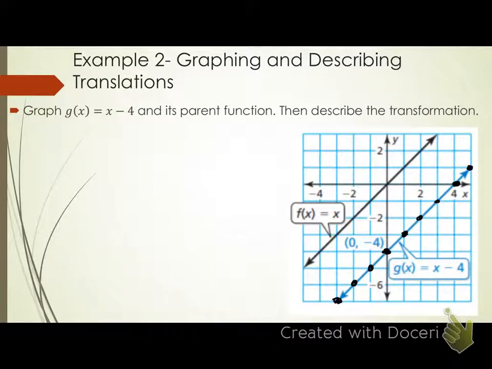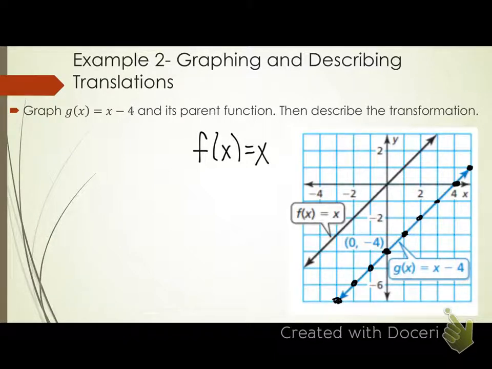Okay. g of x also equals y, correct? We treat g of x like y. It's just function notation. And then it says graph g of x equals x minus 4 and its parent function. What's the parent function? f of x equals x.